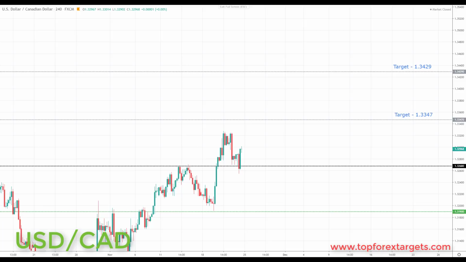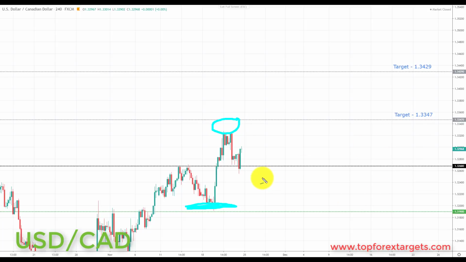Now last week we highlighted the 1.31980 for you, which was right here. And we highlighted this as a level to start to look for a bounce to the upside in the US dollar CAD. We did come back and test this level last week, and we did have a really nice rally to the upside, stopping short of the target set from last week at the 1.3347.